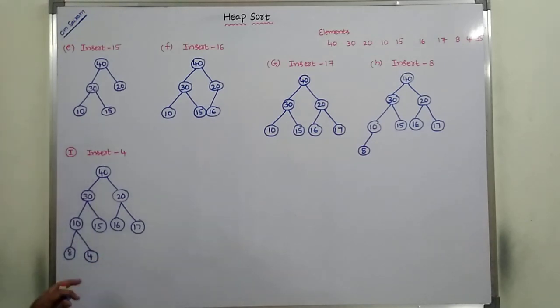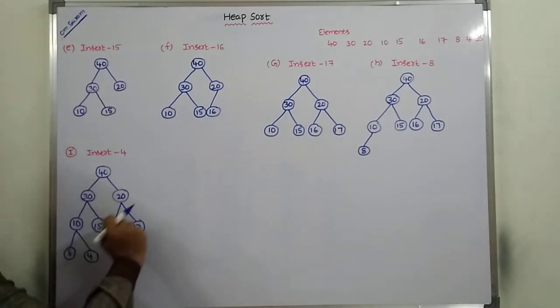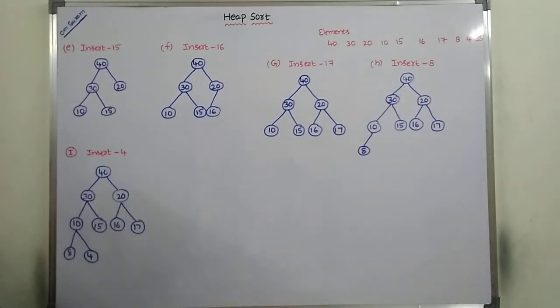Okay. So now after inserting 4, this is the binary tree we are getting. Now does it satisfy the maximum heap property or not? We have to check this part, and the remaining all satisfy the maximum heap property. 8 and 4 have the parent 10. So now 10 is greater than 8. It satisfies the maximum heap property.